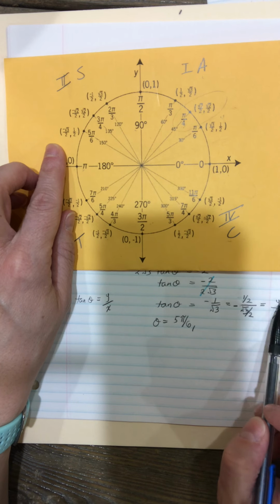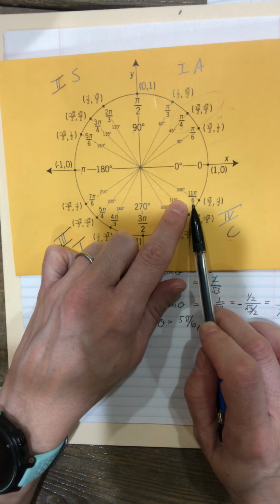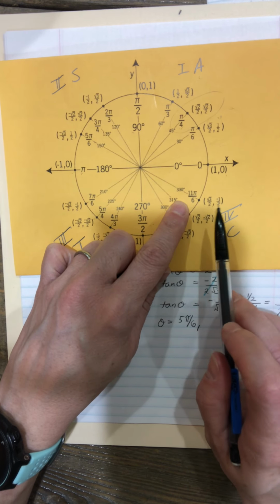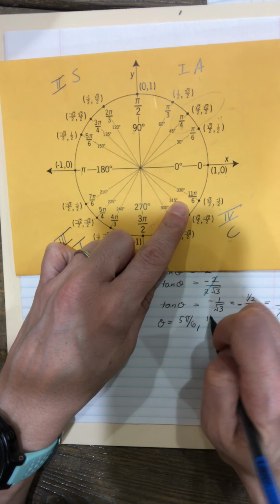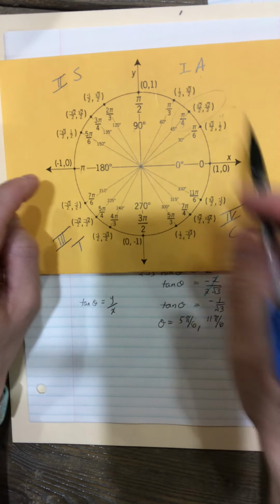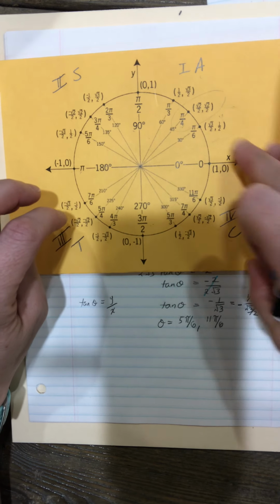Now I'm thinking the same thing. I want y to be a 1/2, so I go to quadrant 4. Y is negative 1/2 at 11 pi over 6. Negative 1/2 over a positive root 3 over 2 simplifies to a negative 1 over root 3. So that's 11 pi over 6. So I had 2 answers on my unit circle between 0 and 2 pi.